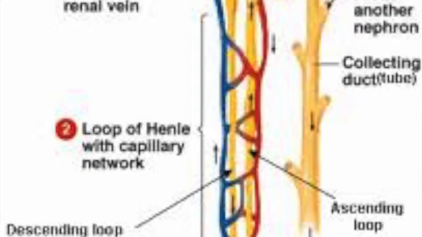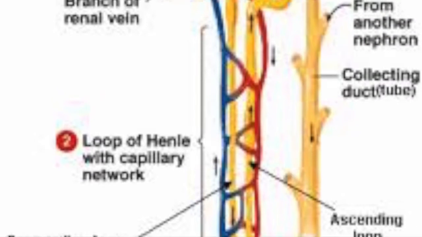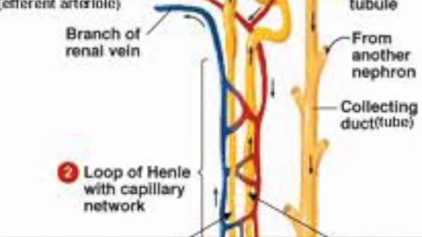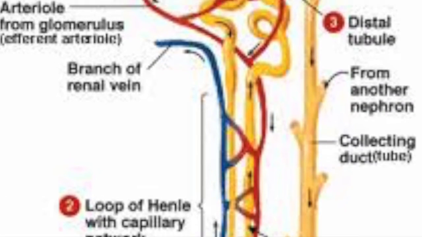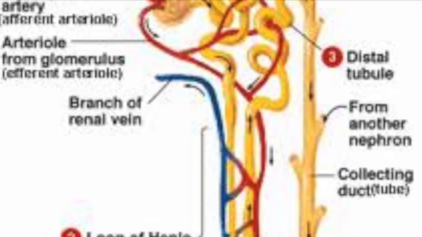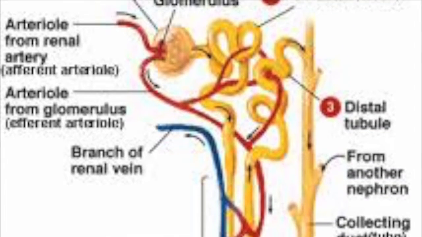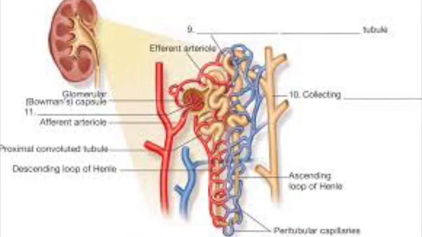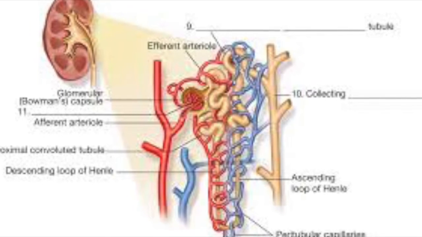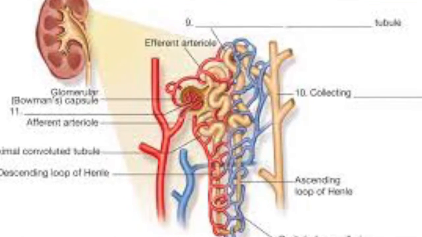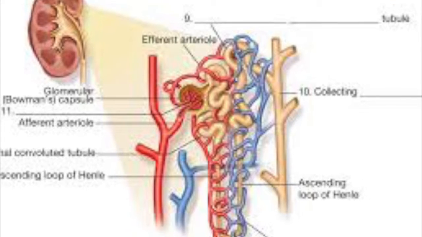Next, we have the kidney nephron, which we mentioned before. The kidney nephrons are the functional units of the kidneys. That is, it is the kidney nephrons that actually perform the kidney's main functions. There are approximately a million nephrons within each kidney.